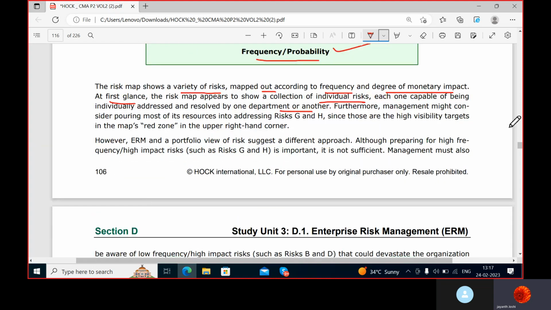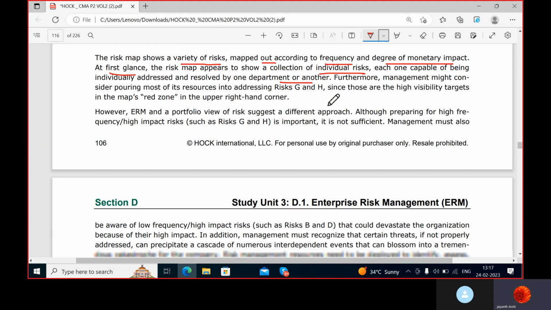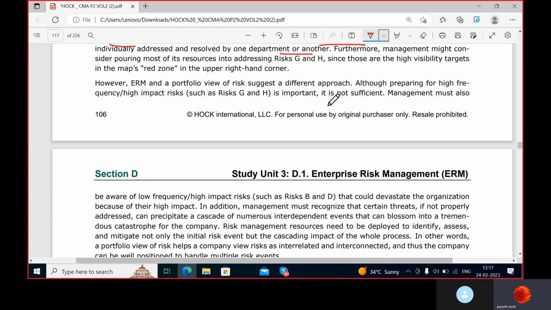So now what? Definitely, since those are the deadly ones, in a very risky zone, management wants to put all its efforts and resources into minimizing those risks. Since those are high visibility targets in the map's red zone in the upper right-hand corner, as we have seen. However, enterprise risk management and a portfolio view of risk suggest a different approach.